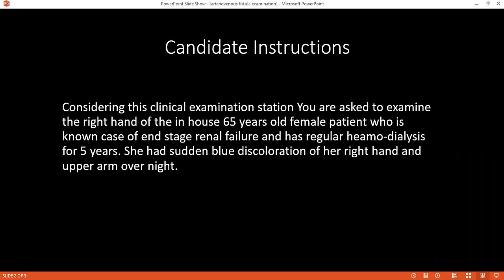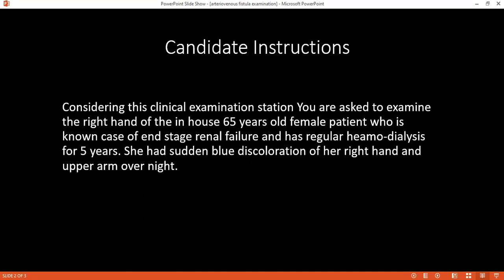Then I would want her to lie down, and I would want to position her. I'll put the right hand, which is the hand I'm supposed to examine, on a pillow. I would expose the entire upper limb, the shoulder, arm and forearm. Once I've done that, I would obtain verbal consent.